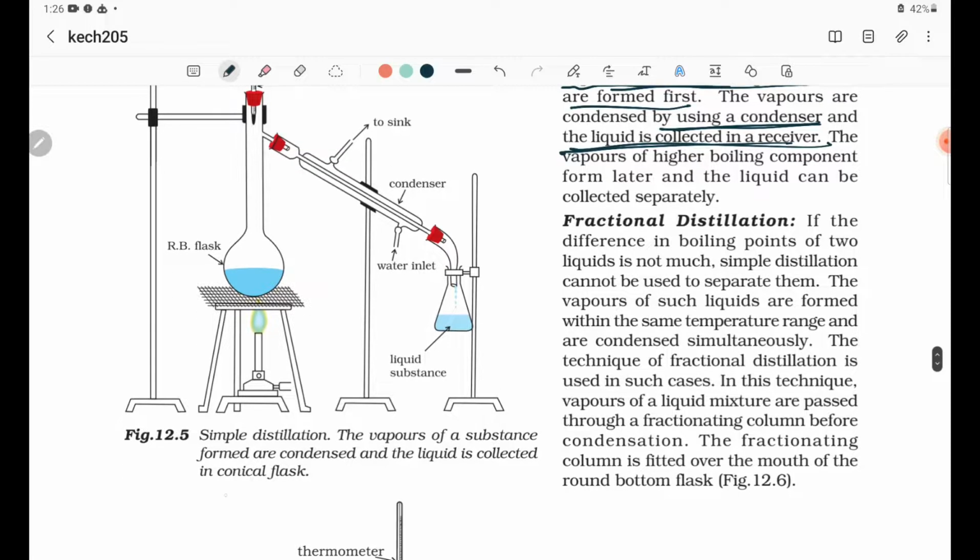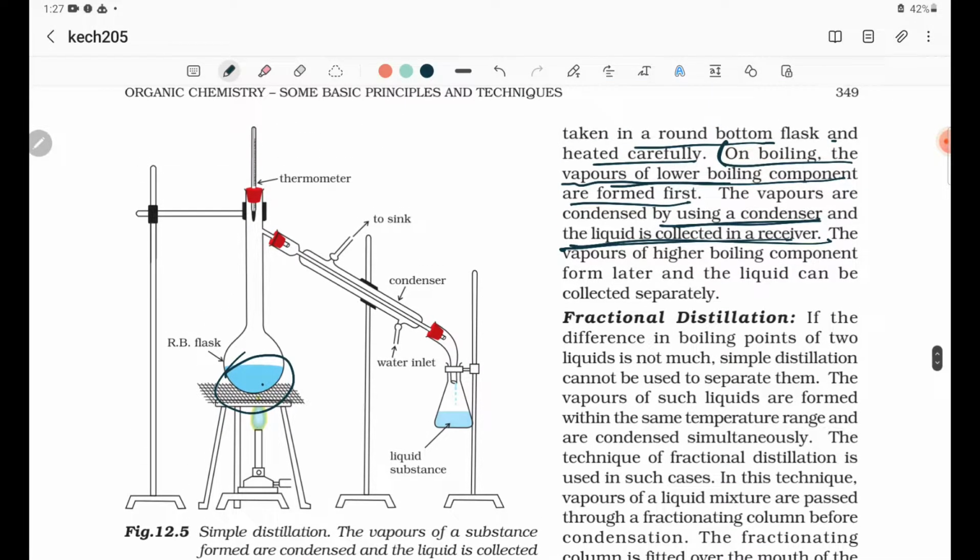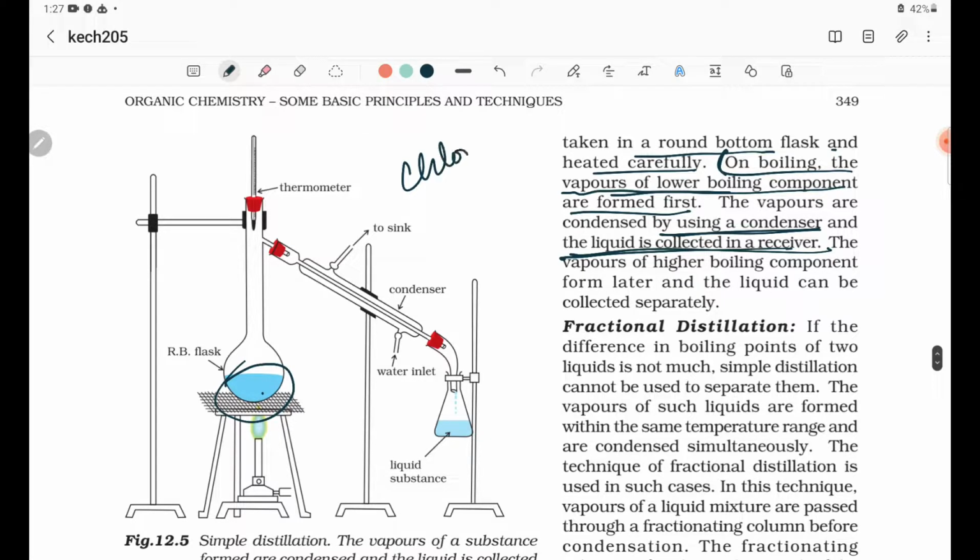See, this is the diagram. Here I am taking an RB flask, and here is the solution. This solution contains two or more organic compounds having different boiling points. Now heat is given. I am taking the example of chloroform and aniline.